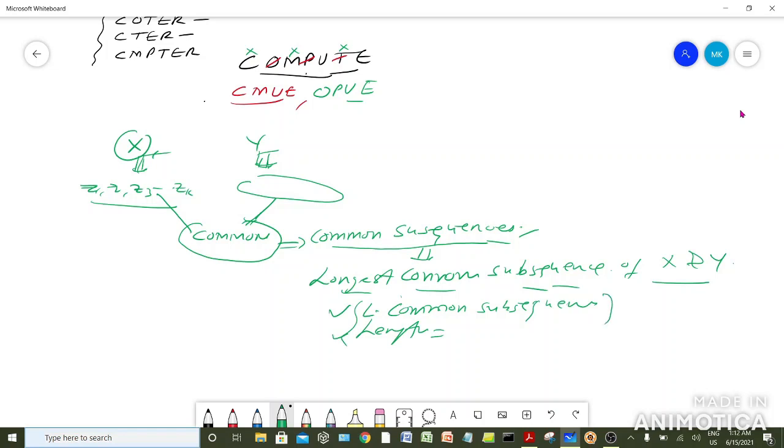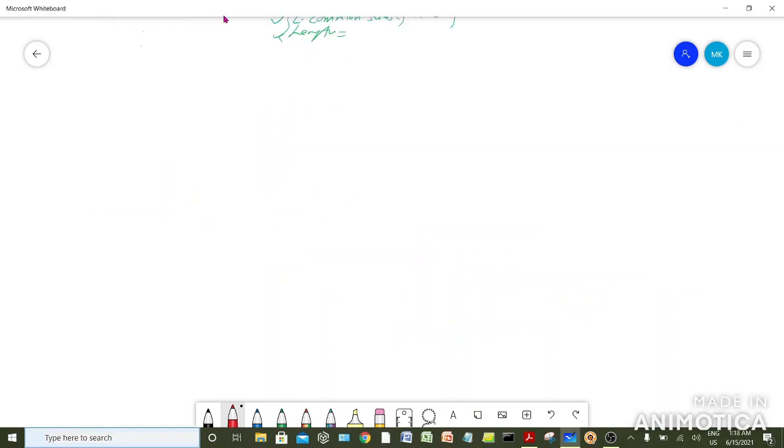So this is our goal of today's lecture. The problem of finding LCS, or longest common subsequence, can be seen as the problem of finding prefixes of X and Y. In other words, we may say that the problem of finding the LCS of two strings X and Y can be seen as the problem of finding the lengths of prefixes of X and Y.